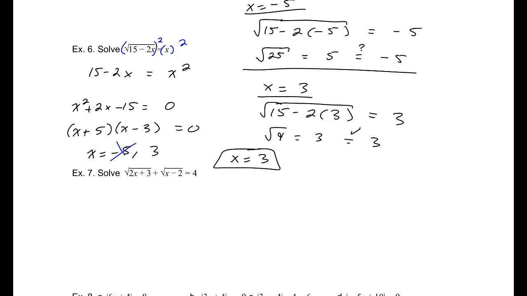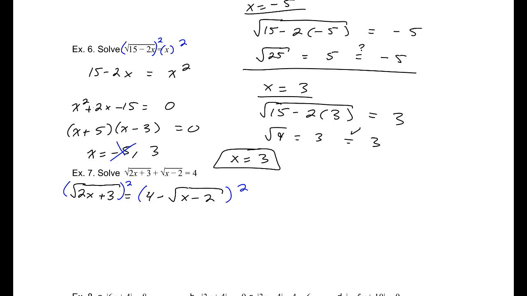All right, number 7. Here we have two radicals. It is worth noting that we have two radicals. That's a big deal. What we are going to do is isolate one of these radicals. So I'm going to write this as the square root of 2x plus 3, and then we can use our tactic from the previous problem, 4 minus the square root of x minus 2. I'm going to raise both sides of my equation to the second power.